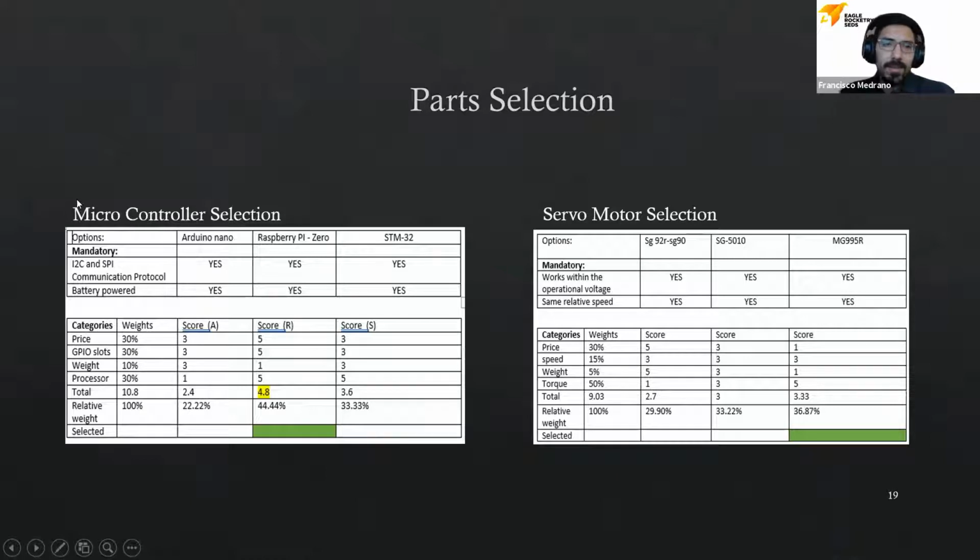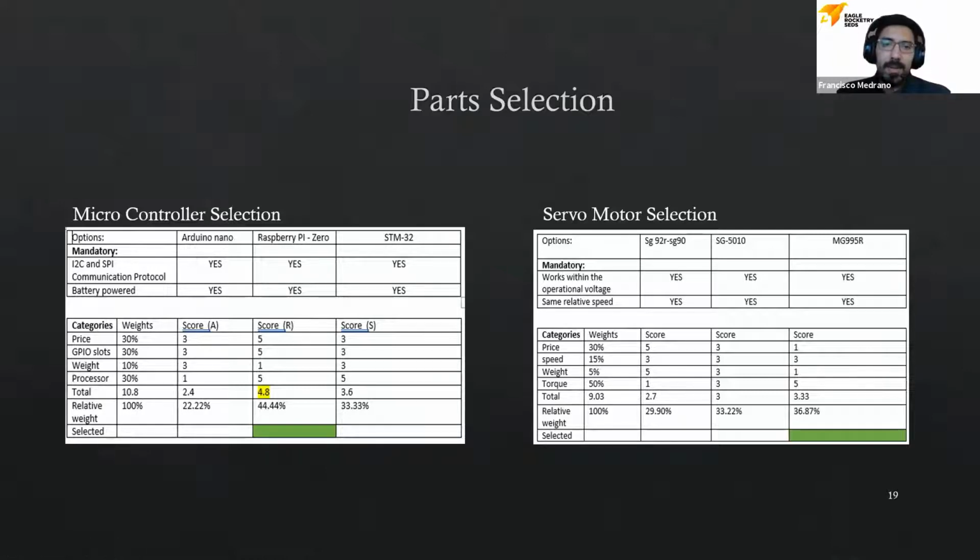There are some attributes or categories that we are interested in: price, GPIO slots, weight, and the processor. These attributes are given a particular weight, and then these weights are given a score, 1 being the lowest and 5 being the highest. In our case, the most important attributes are the price, the number of GPIO slots, and the processor speed. In the end, the Raspberry Pi Zero was selected based on good price, many GPIO slots, and its processor speed.